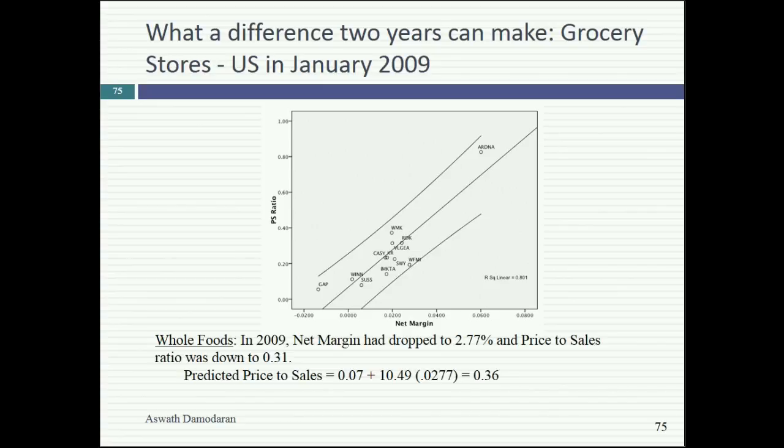It's gone from above the line, way above the line, to becoming almost the cheapest stock in the retail sector. What happened? Its margins dropped. People started selling off the stock. All the excitement started to leave the stock. Now when I pushed in the numbers, I got a predicted price to sales of 0.36, but the actual price to sales had dropped to 0.31. Whole Foods had gone from being the most overvalued stock by far to almost the most undervalued stock in the entire sector.